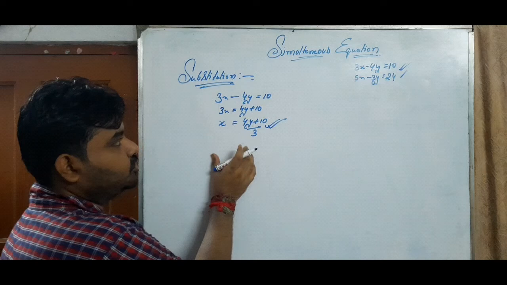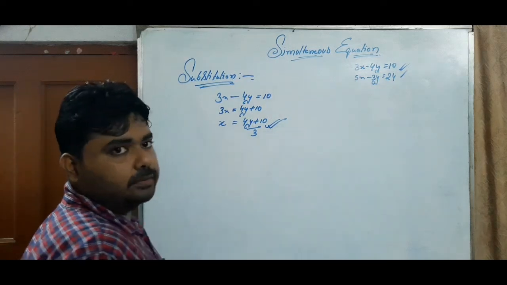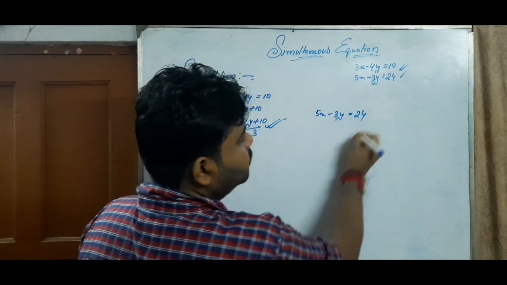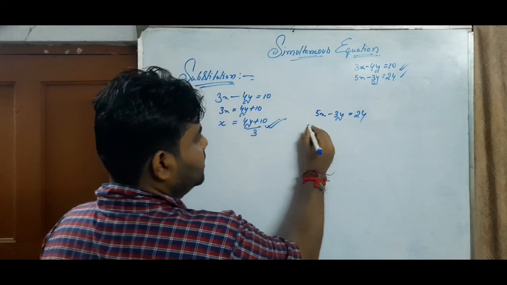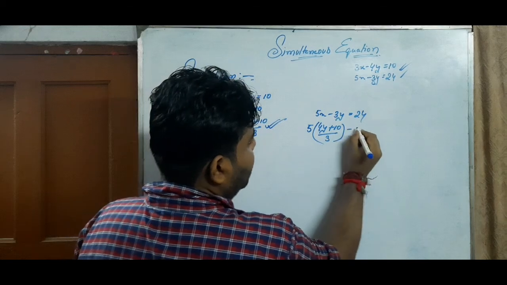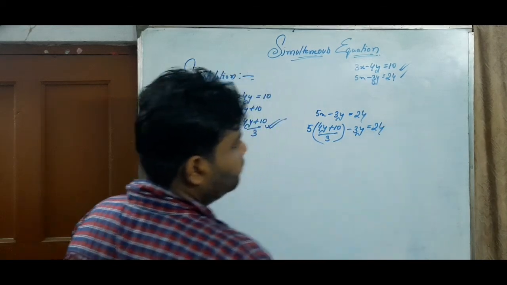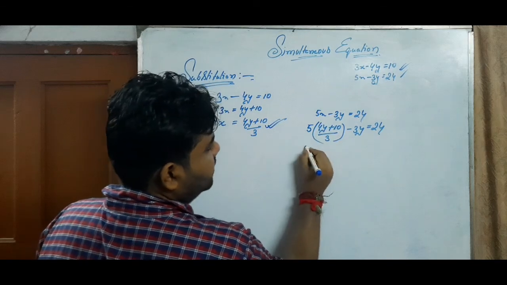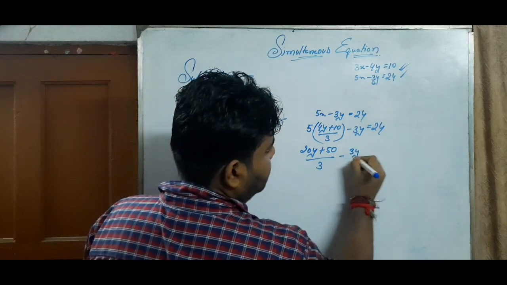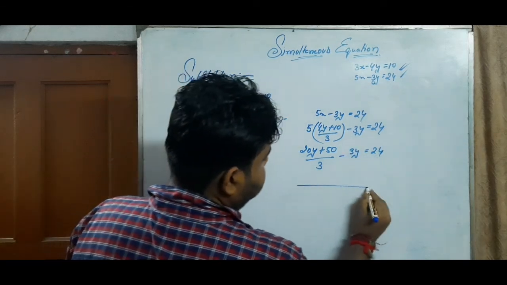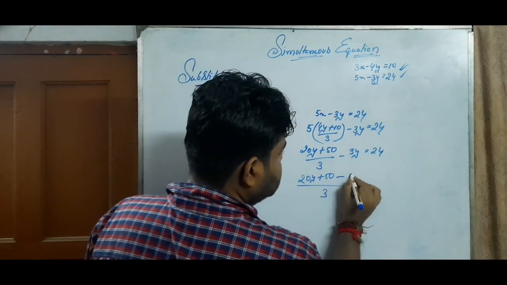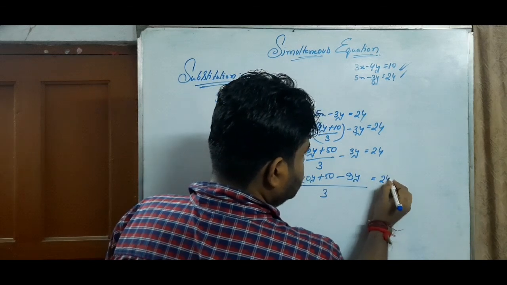Now we will substitute the value of x in the second equation. Second equation means that is 5x minus 3y equals to 24. Now x means that is 5 into (4y plus 10) by 3 minus 3y equals to 24. Now 5 into 4, that is 20y plus 50 by 3 minus 3y equals to 24. LCM, 20y plus 50 minus 9y equals to 24.